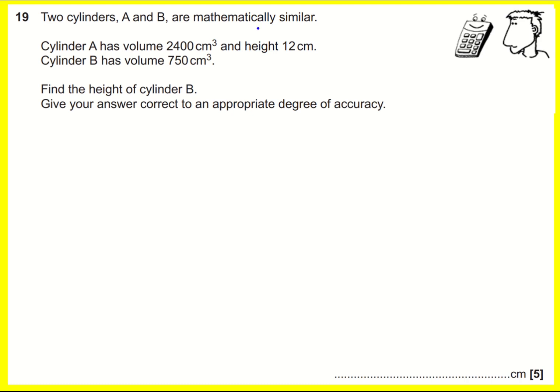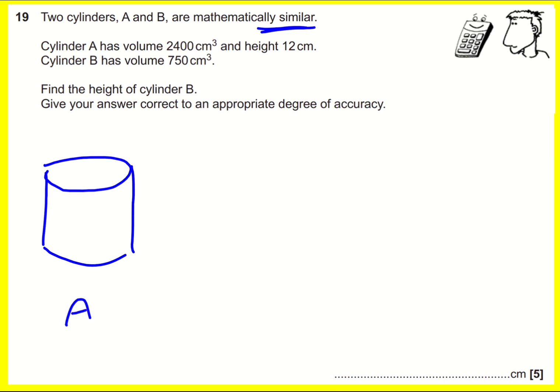Okay, this is a similar shaped question, but it's to do with volume and length. So we need to be really careful. I think a good idea is to draw a sketch first of all. So I've drawn the bigger cylinder, A, here. And I know it's got a volume of 2,400 and it's got a height of 12.